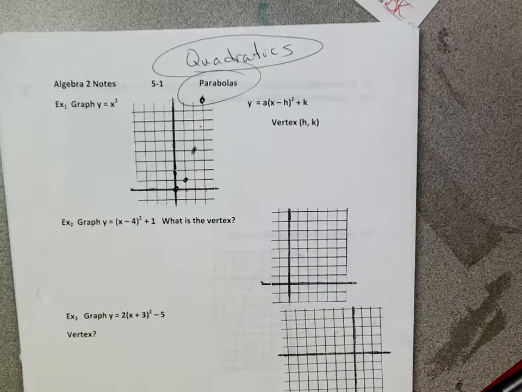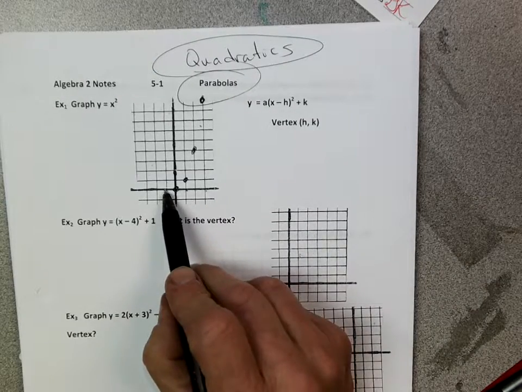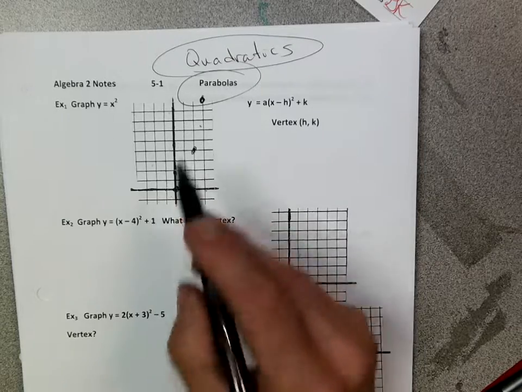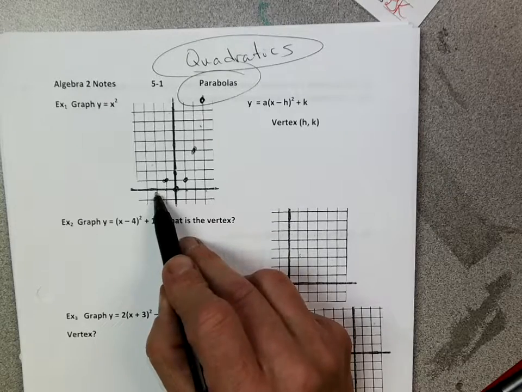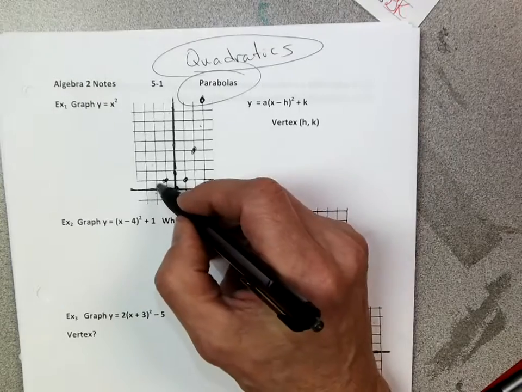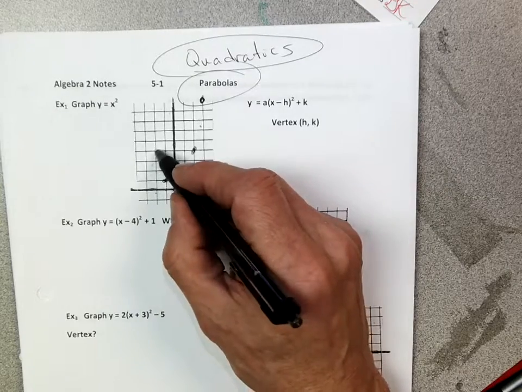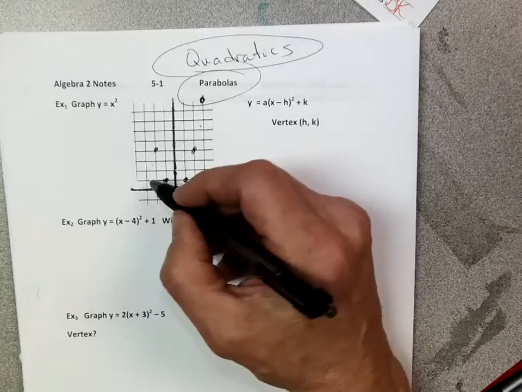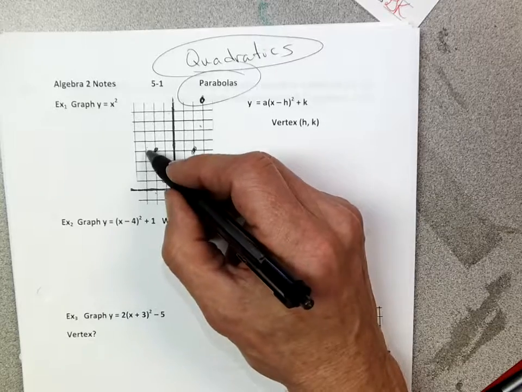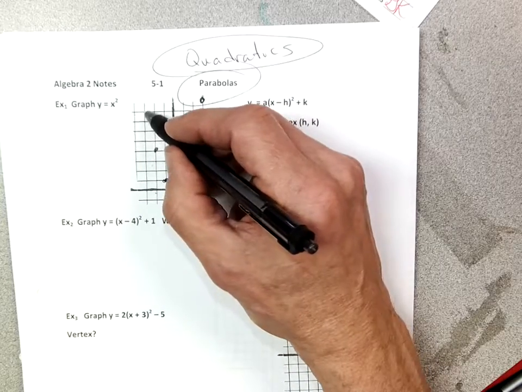Now parabolas are symmetrical. Here's why they're symmetrical. Negative 1 squared is positive 1, right? Go over to negative 2. Negative 2 squared is positive 4. 1, 2, 3, 4. Okay? Negative 3 squared is a positive 9. 1, 2, 3, 4, 5, 6, 7, 8, 9.